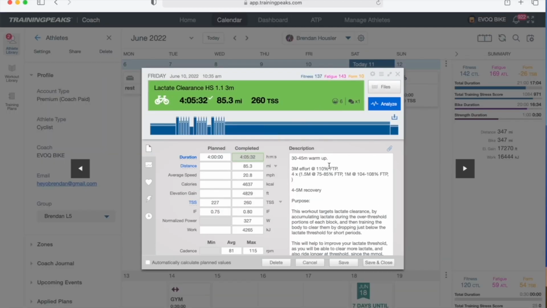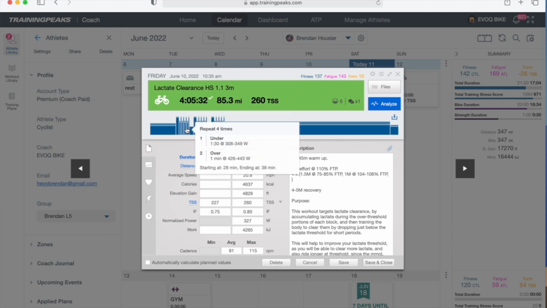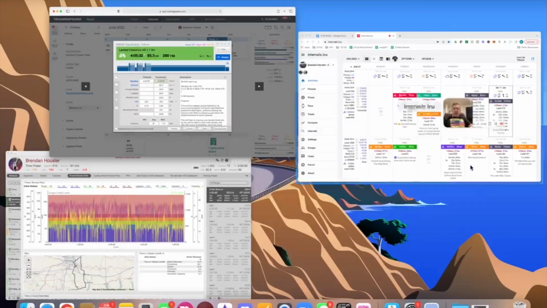So I had assigned myself a hard start. It's going to be 3 minutes, and I was targeting 440. Then it's going to be 4 over-unders, a minute at 440, and the under I was targeting about 330. I went on the right, dead smack in the middle, because I am getting over COVID.